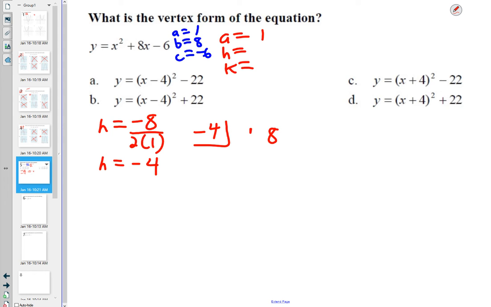1, 8, -6. How many of you guys, just out of curiosity, how many of you guys like using this? How many of you hate it and don't understand it because it's too hard? Martha?